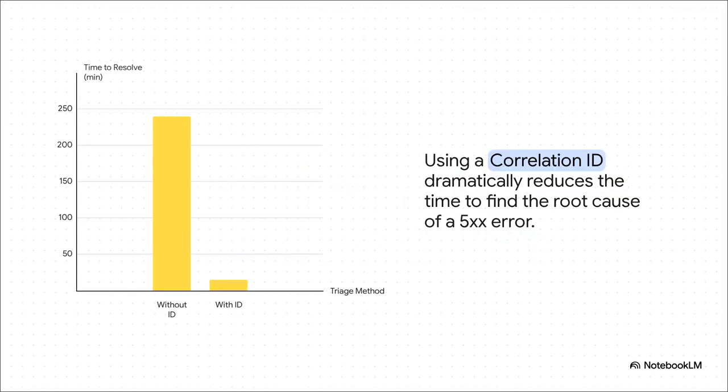And the impact here? It's huge. This isn't just a neat trick. This is all about efficiency. The time it takes to find the root cause of a 500s error just plummets when you have the correlation ID. You're saving yourself and your entire team hours of frustrating detective work. Your future self is going to thank you.